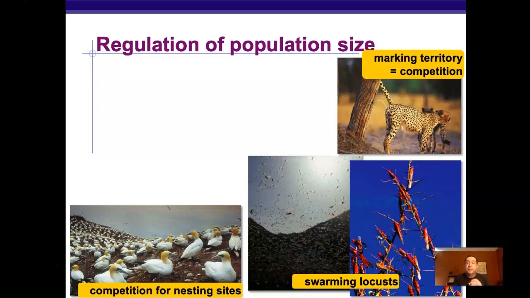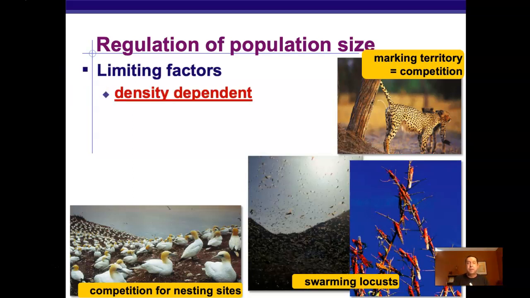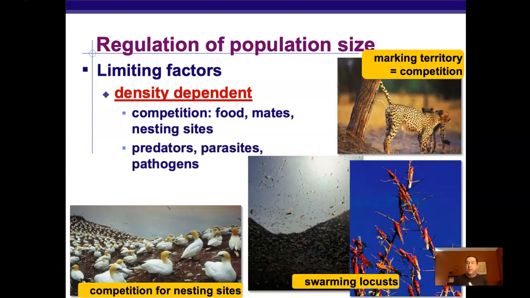So, like I said, under ideal conditions, you get exponential growth. But most of the time, we don't have ideal conditions. Instead, we have limiting factors that limit how large the population can be. Now, there's two kinds. There's density dependent. These are things that have a higher impact when the population density is high. So competition for food, for mates, for nesting sites, much more intense when there's lots of individuals in that area. Predators, parasites, and pathogens also affect populations at a higher density.